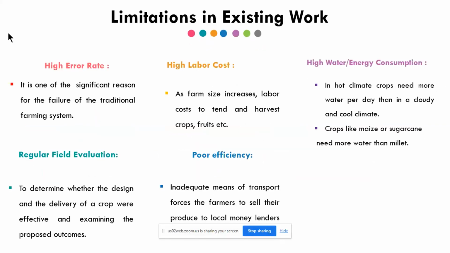And next, what were the limitations in the existing work? Here in the existing work, as we know, these are some common factors which the previous research work always approached: high error rate, high labor cost, high water or energy consumption, and regular field evaluation. This is the main factor without automation in agriculture, because people have to go every day to examine the activities in the agriculture field. And next is the poor efficiency.